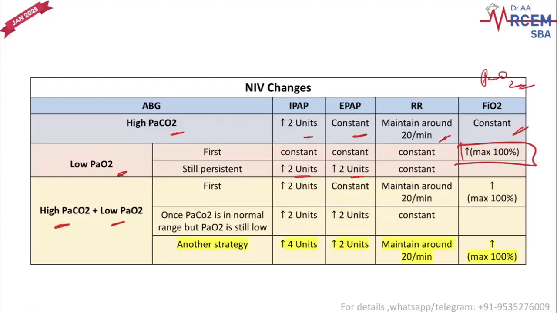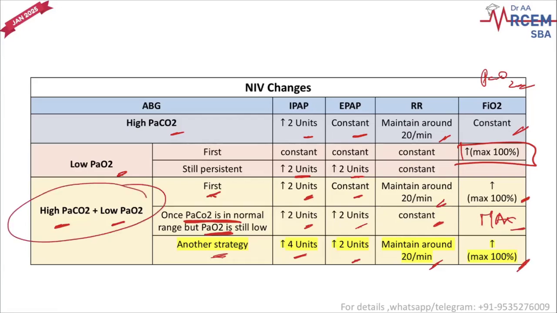If there are high PaCO2 values and low PaO2 values, first increase the IPAP and maintain EPAP constant, increase the respiratory rate to 20, and increase the fraction of inspired oxygen to max. Once PaCO2 is in the normal range but PaO2 is still low, then you start increasing both equally and keep the respiratory rate constant, and FiO2 continues at the max. The other strategy I explained previously is the same thing here: increase the IPAP more than the EPAP, maintain the respiratory rate around 20, and raise FiO2 to the max. That should help to reduce the high PaCO2 values and increase the PaO2 values.